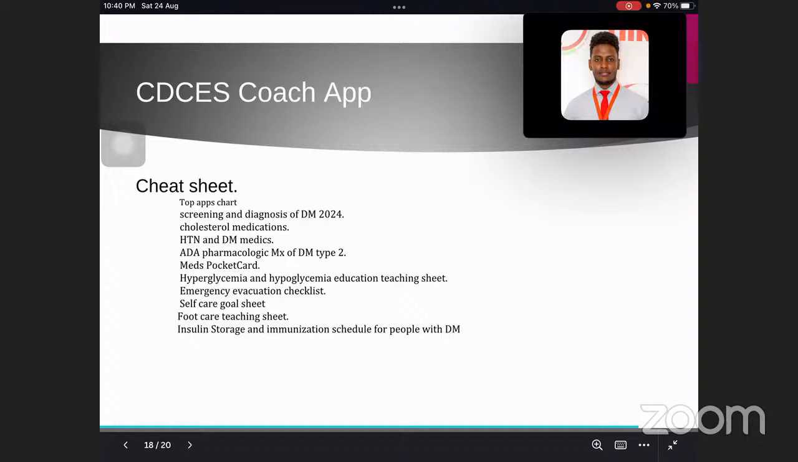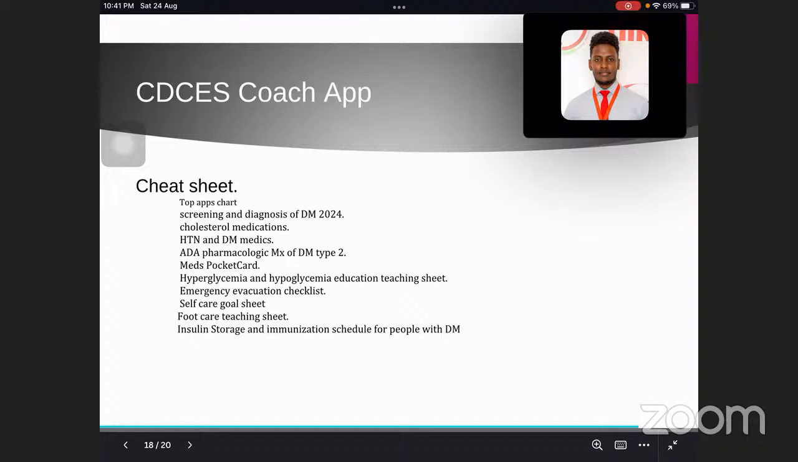the medication pocket card, hyperglycemia and hypoglycemia education teaching sheet, emergency evaluation checklist, self-care goals sheet, foot care teaching, insulin history, and immunization schedule for people with diabetes, and any information about diabetes management according to the current guidelines.